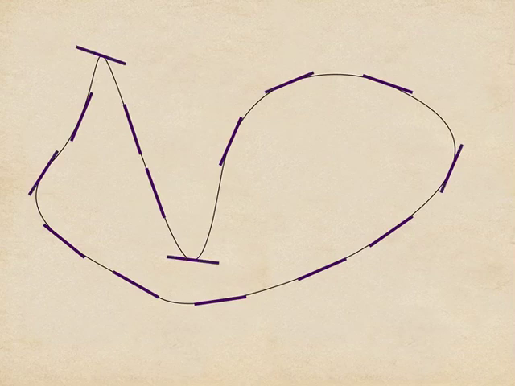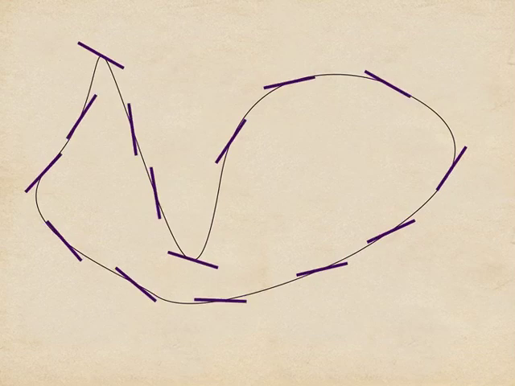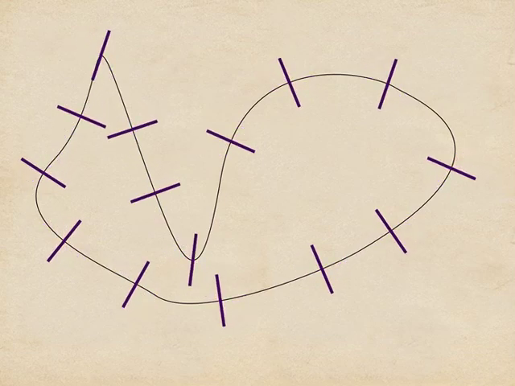So now that we have our tangents, we're going to rotate them 90 degrees. These are now called normals, or normal lines. At every point on the curve, the normal is perpendicular to the curve. It's exactly at right angles. And if you don't remember how to rotate a line by 90 degrees, there's a video on that, so go check that out as well.